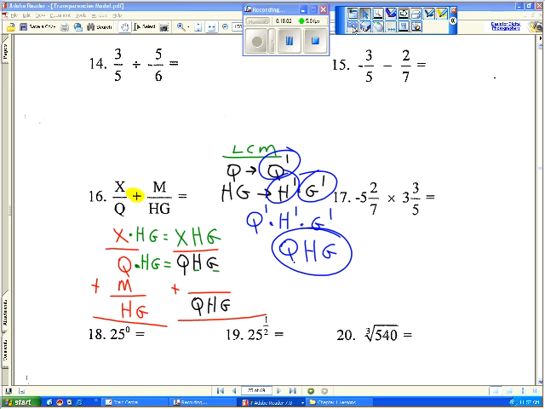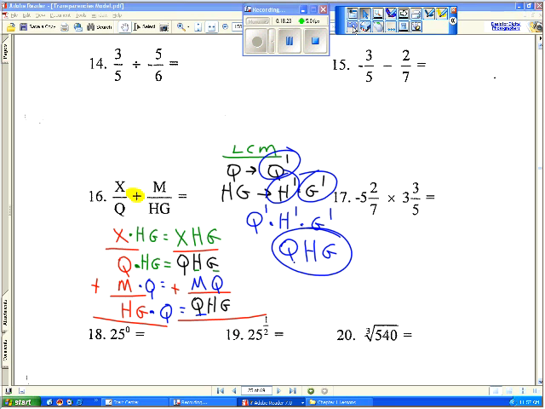Same thing on the bottom. HG times what will give me QHG? Q. So I multiply the top by Q and I get M times Q is MQ. So we made equivalent fractions. Let's see how we got that.